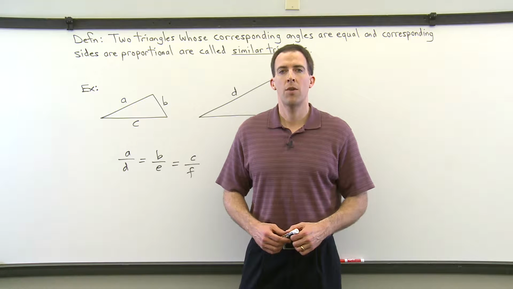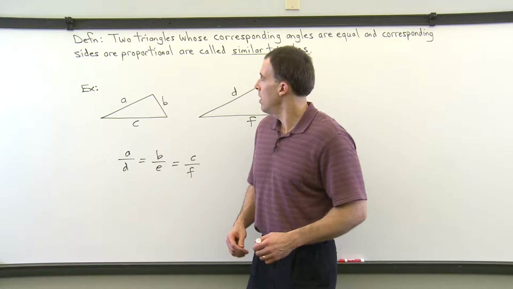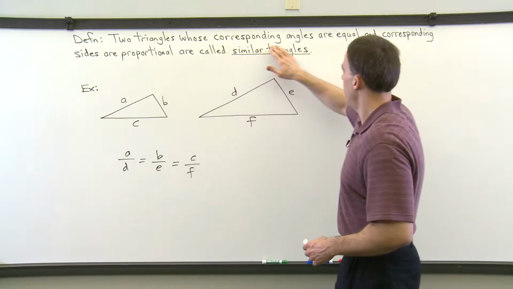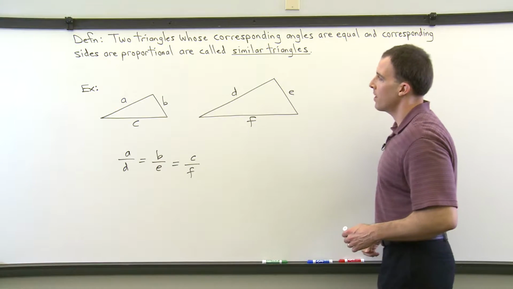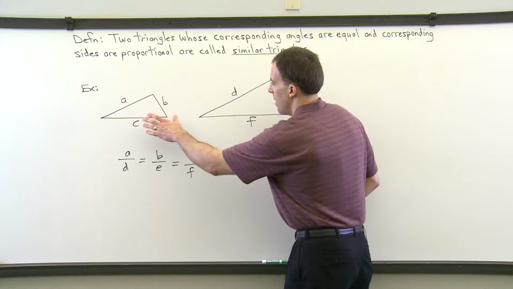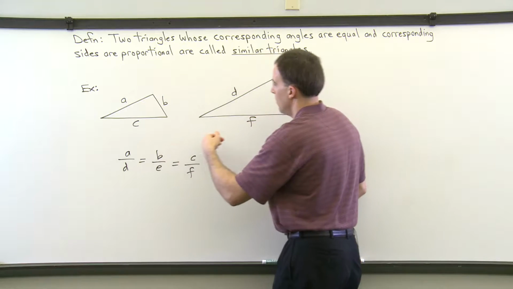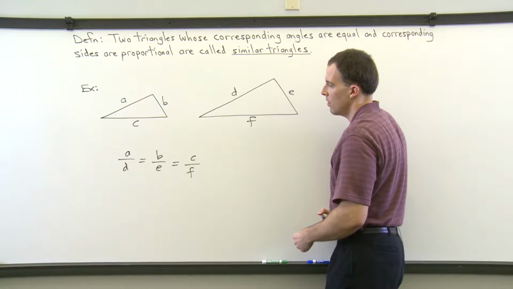Here's the definition of what are called similar triangles, and this is another application of a proportion. Two triangles whose corresponding angles are equal and corresponding sides are proportional are called similar triangles. I've drawn two triangles here that are similar. I labeled the sides A, B, C of the first triangle and D, E, F of the second triangle.